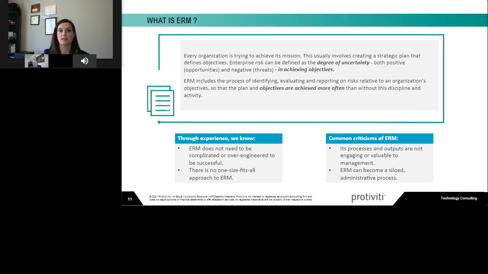I don't think anything is necessarily right or wrong, and every organization's journey is a little bit different.